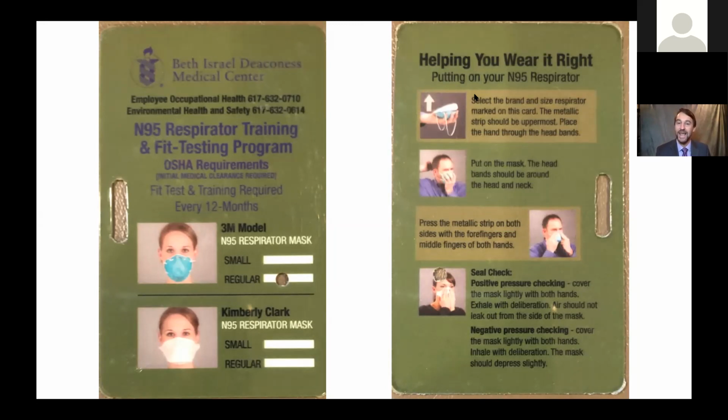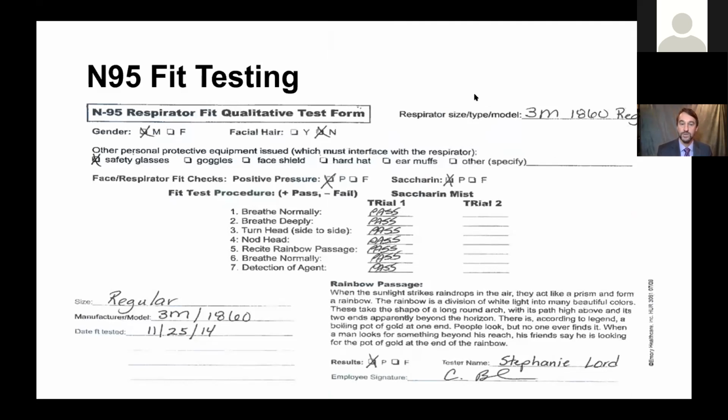That check is done every time you put on an N95. This is what an N95 fit testing certificate looks like. Again, all of you, if you've been fit tested, you should have one of these. You've passed. Breathe normally, breathe deeply, turn your head to the side, nod your head.